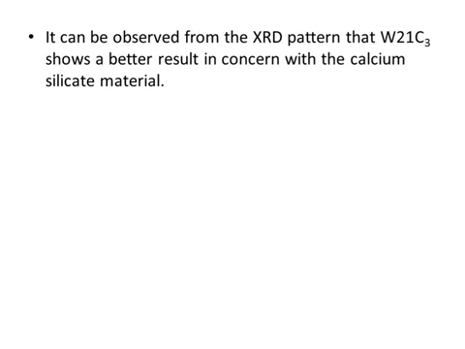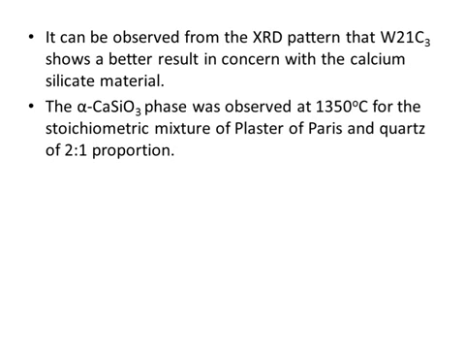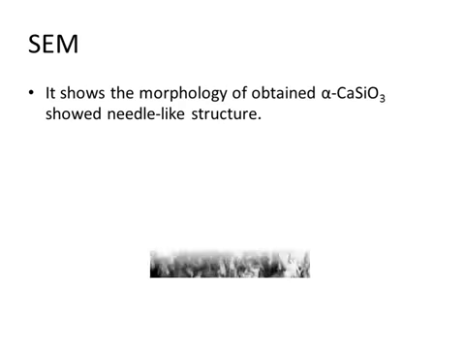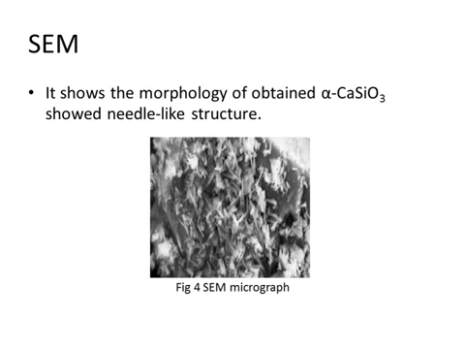It can be observed from the XRD pattern that the wollastonite sample prepared from a 2:1 ratio of plaster of Paris and quartz fired at 1350 degrees Celsius and soaked for 3 hours shows a better result in concern with the calcium silicate material. The wollastonite sample prepared from this method only shows alpha calcium silicate phase. SEM. The SEM analysis is used to determine the morphology of alpha calcium silicate phase. From the SEM analysis, we can infer that wollastonite prepared from plaster of Paris and quartz has a needle-like structure.